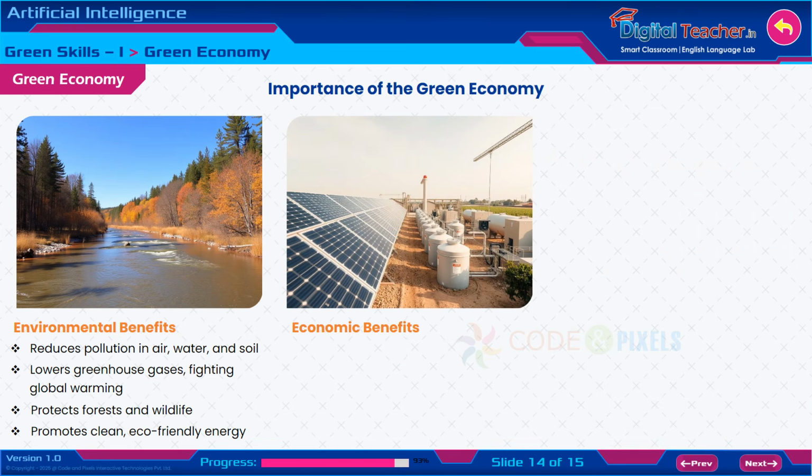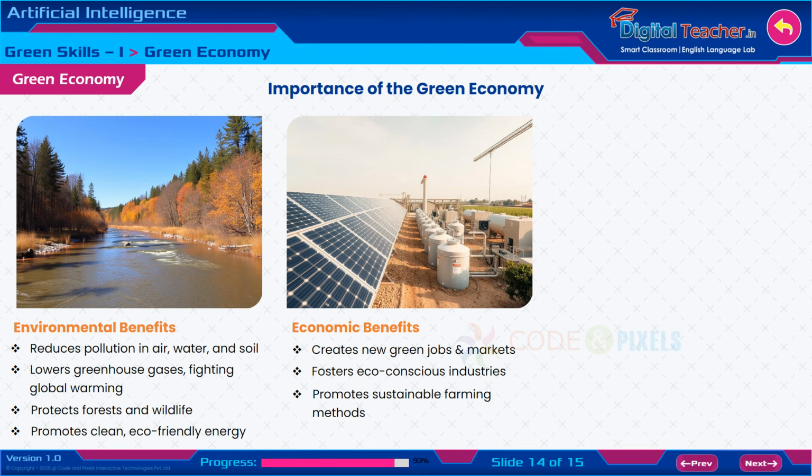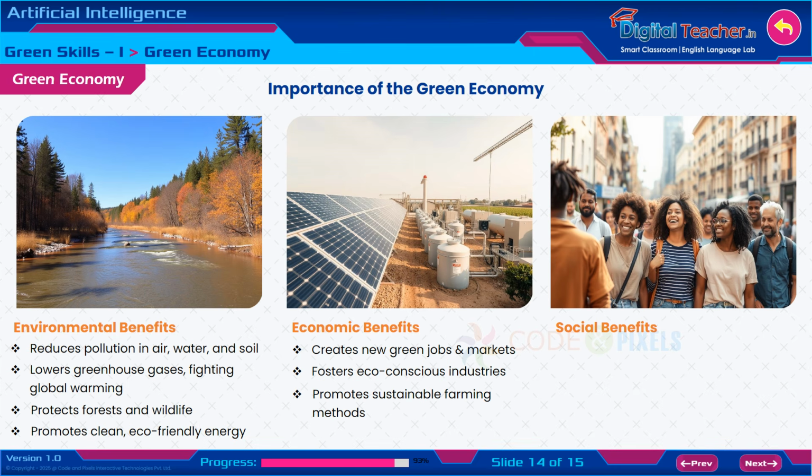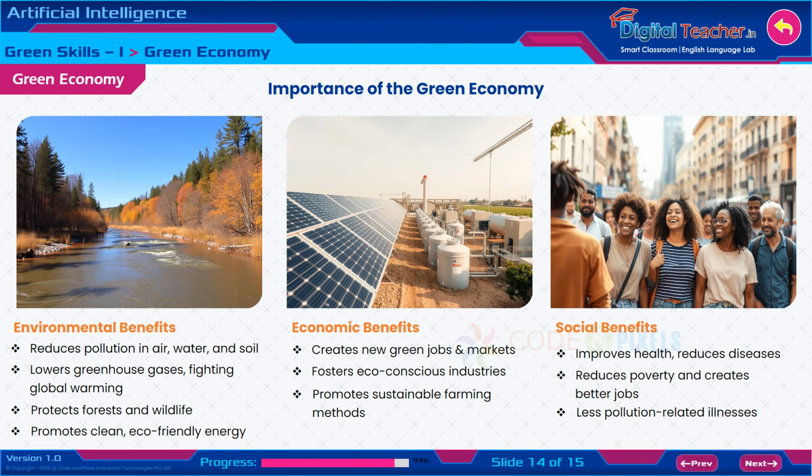Economic benefits: new jobs and markets. More industries that care for the environment. Growth of farming without harmful chemicals. Social benefits: improves health and reduces diseases. Reduces poverty and improves jobs. Fewer health problems caused by pollution.